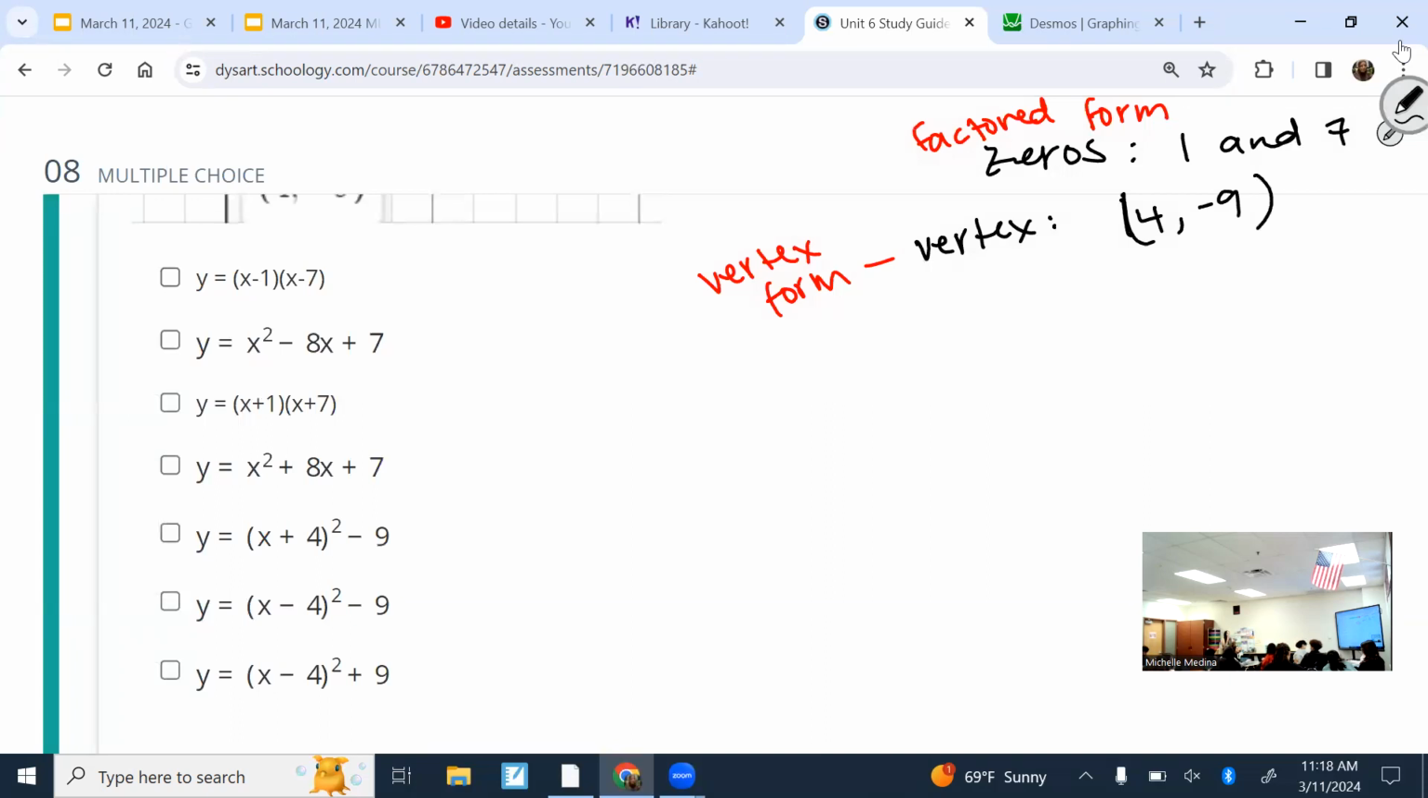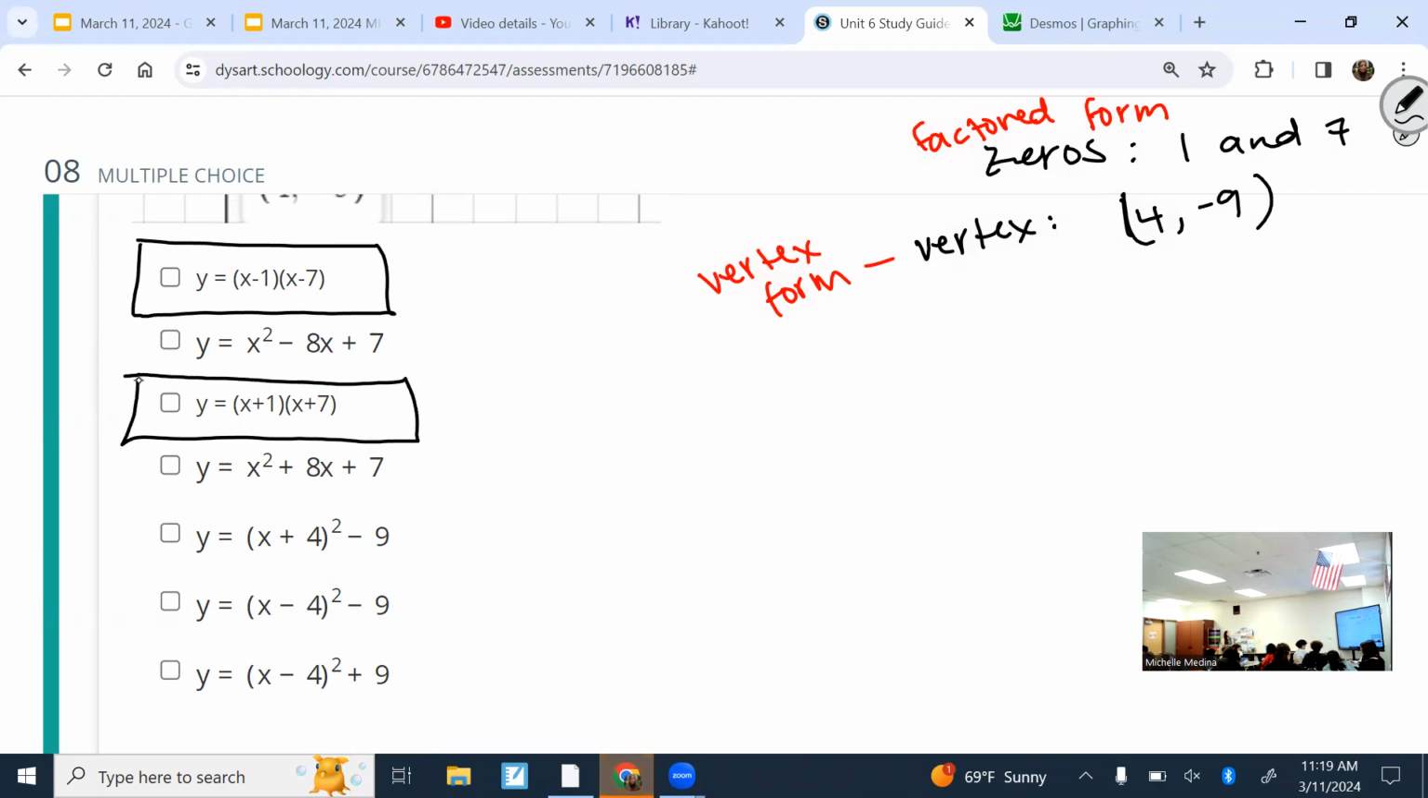So how many options are in factored form? So these two are in factored form. I cannot pick more than one. And it might not even be any, it just says select all that can be represented by this. But if I pick one, I definitely can't pick the other. It can only be one factored form. So which factored form would have zeros at 1 and 7? Think about it, don't say it yet.